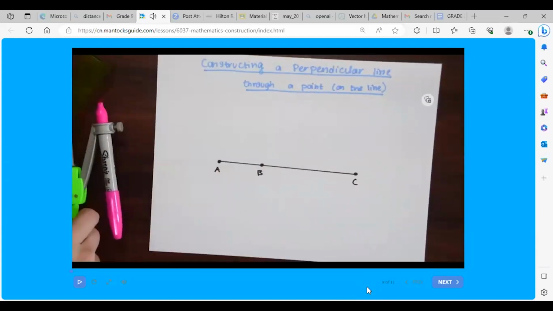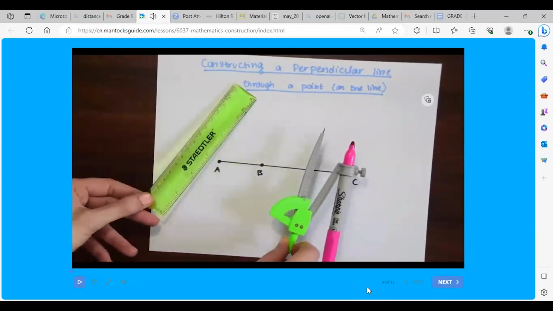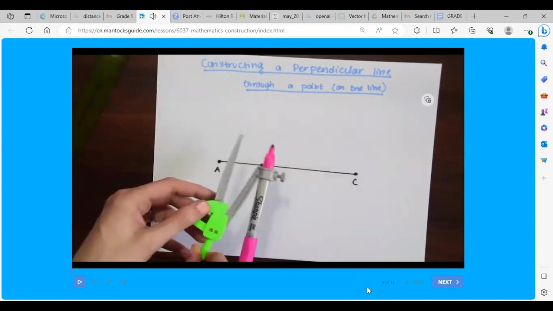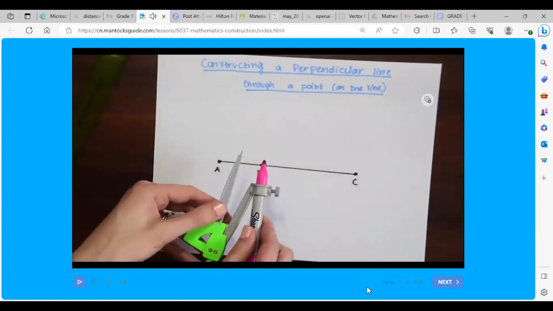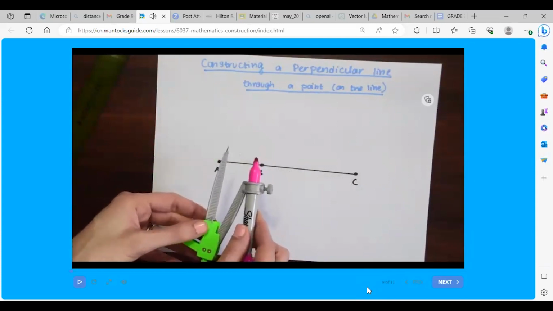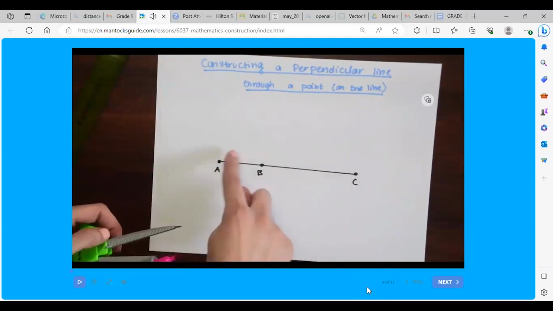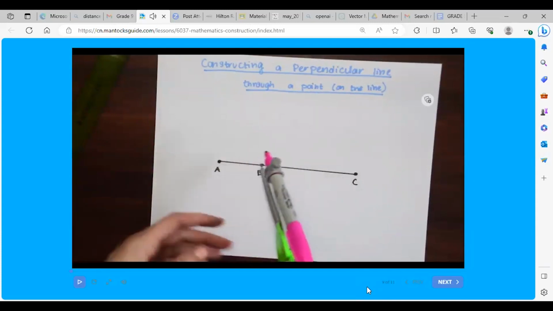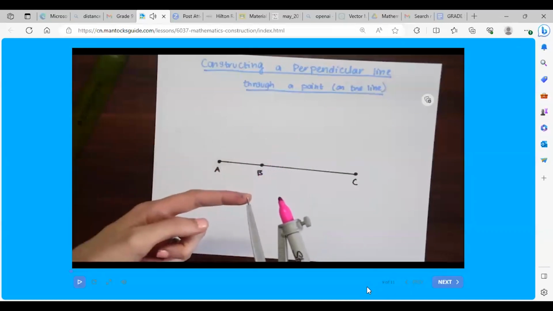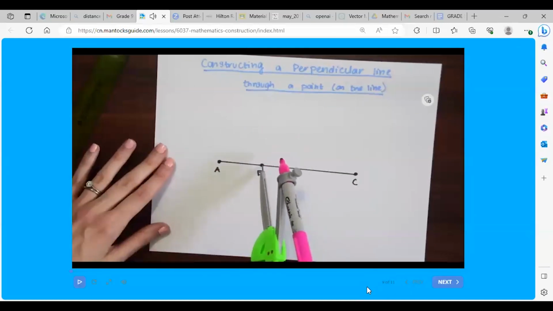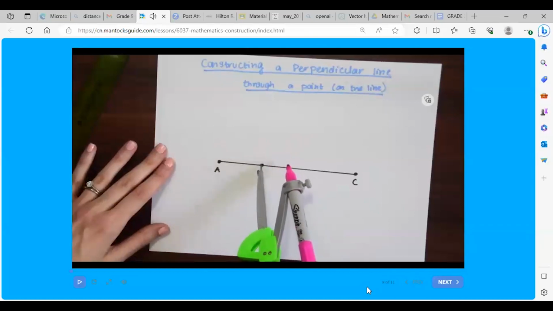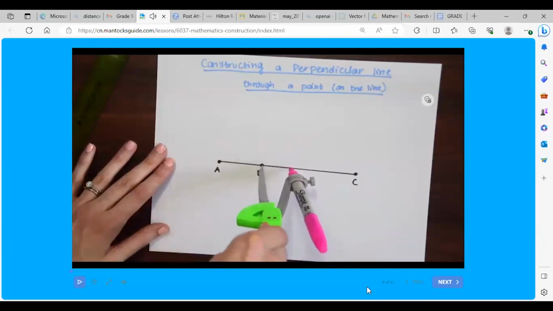For this, we will need a ruler or a straight edge and our compass. I'm going to open up the compass to something smallish, any size will do, so we can fit it on this line. We're going to take the point of our compass, put it on point B, the point we're trying to intersect, and then just swing this around.